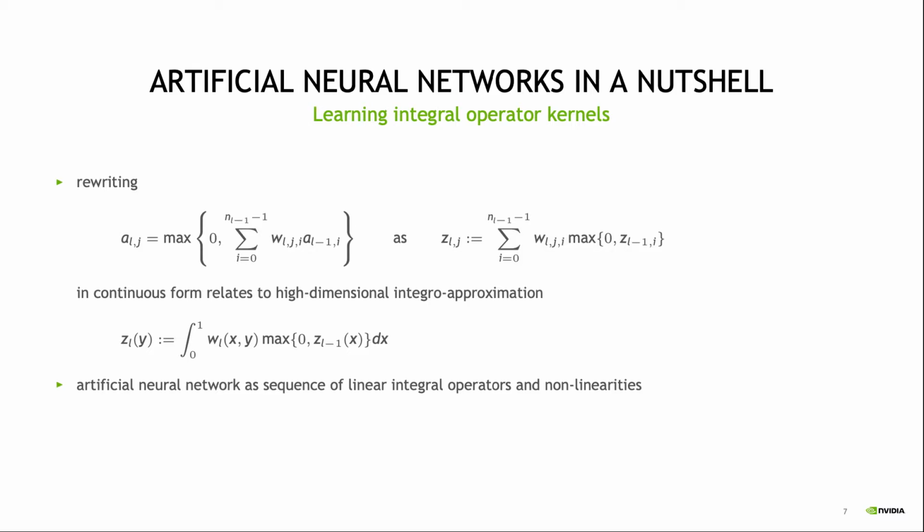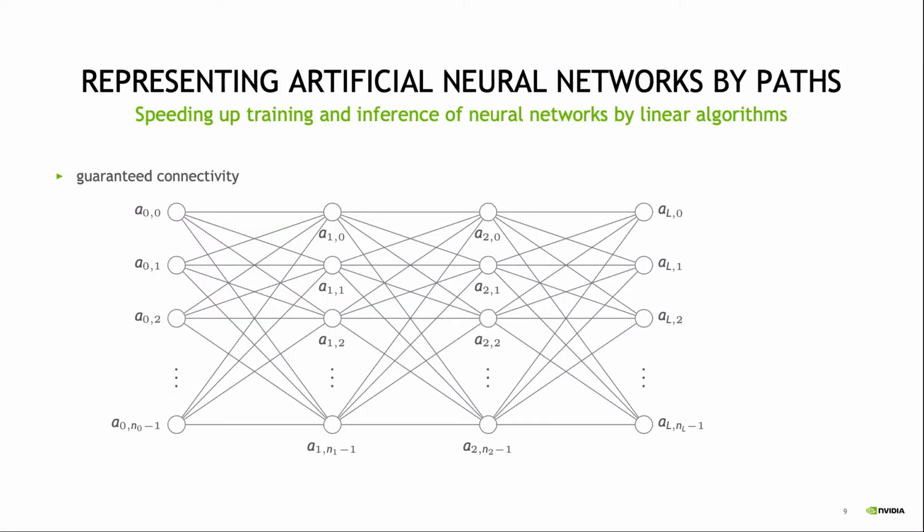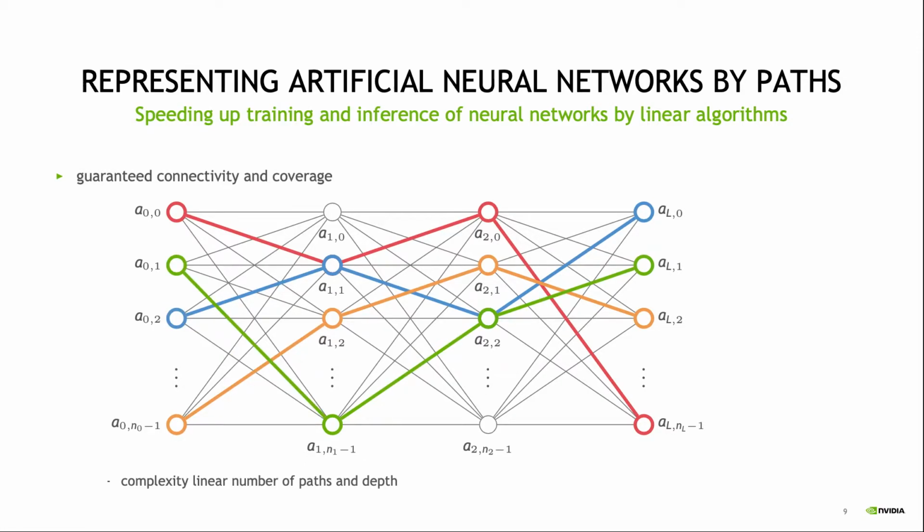Following photons, we trace paths from the sources to connect to the sinks. So why not try to represent artificial neural networks by paths as well? Looking at the computation graph of an artificial neural network, we can trace paths from the outputs to the inputs. And we can even guarantee to cover all inputs and outputs. Now, computing only the colored part of the graph yields a complexity that is linear in the number of paths times the depth of the neural network, and hence linear in the number of neural units.